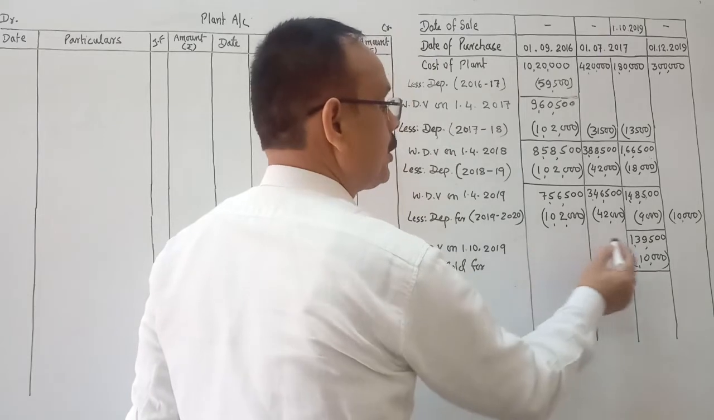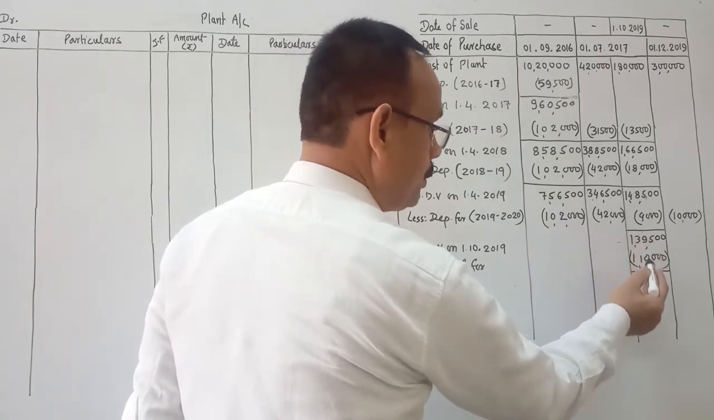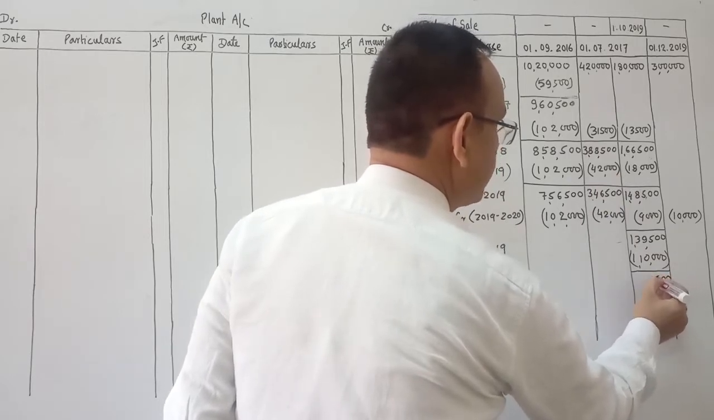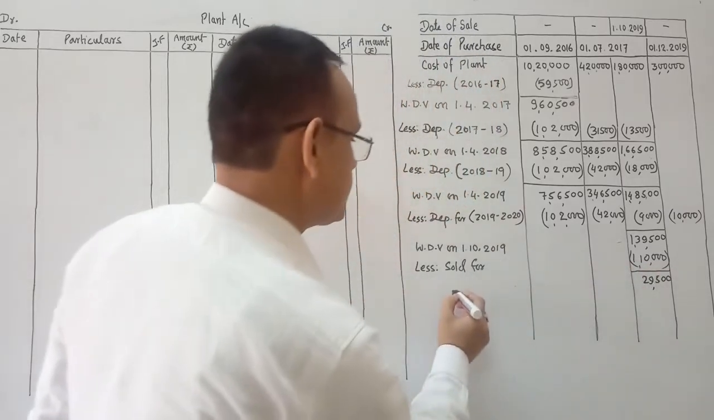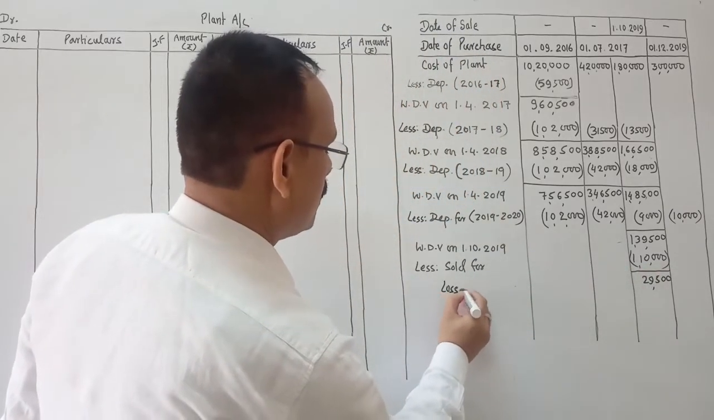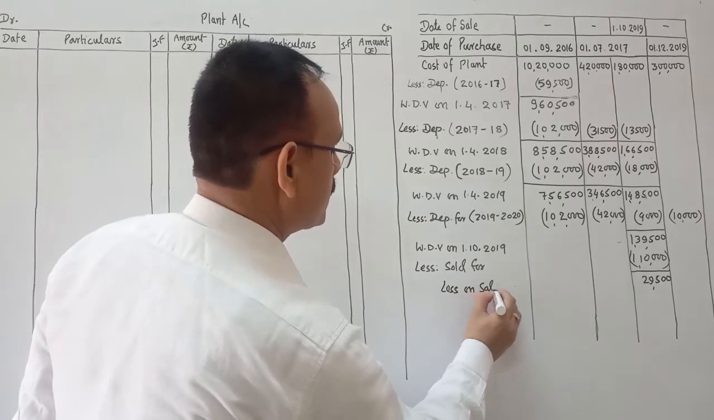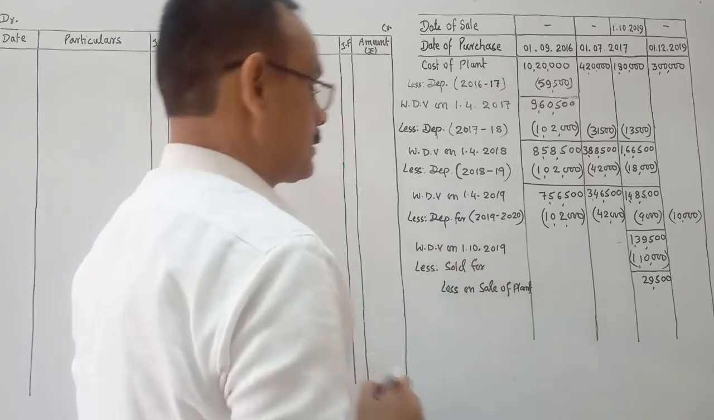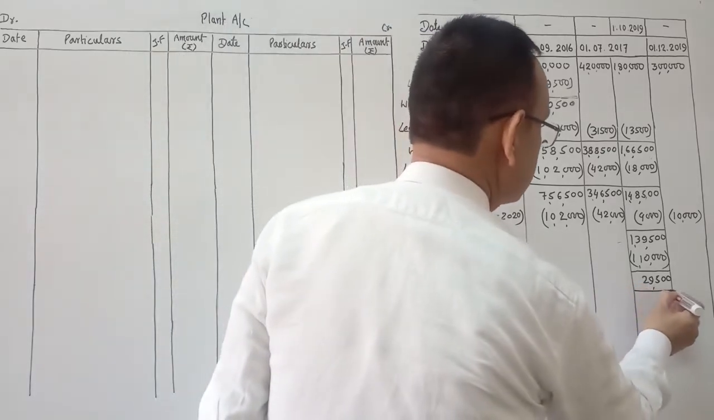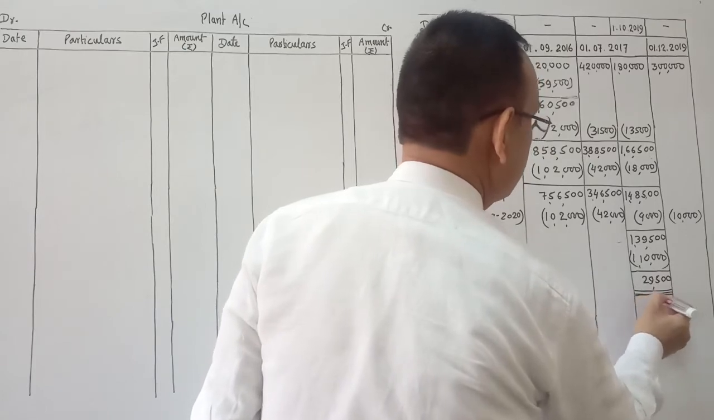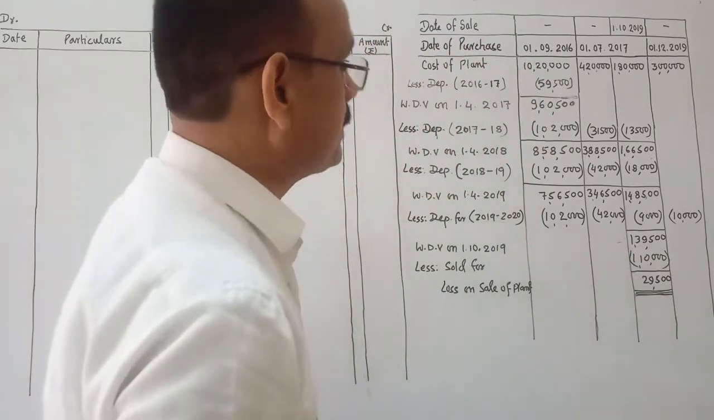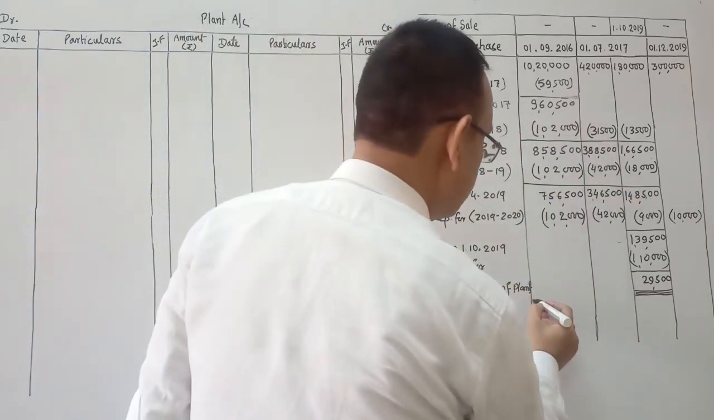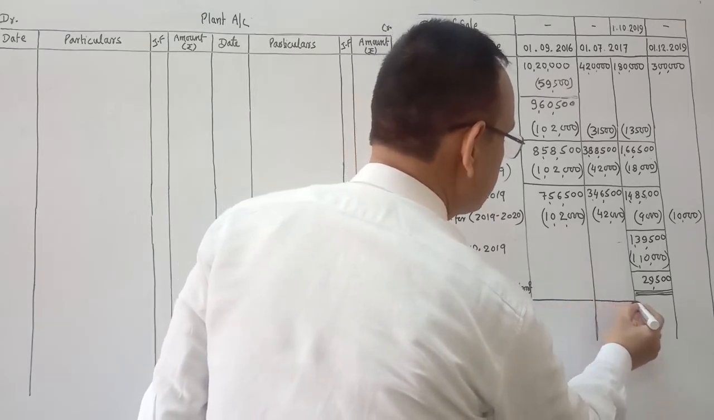The machinery written down value is this, but it is sold below that. So there is a loss of rupees 29,500. This is the loss on sale of plant. This is the loss which is suffered on sale of plant. So this column I am going to close because no further calculation will be done in this column, because the plant is sold.